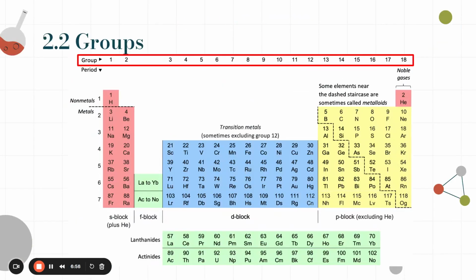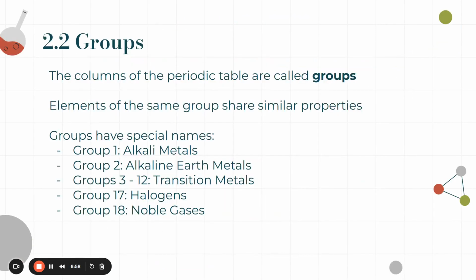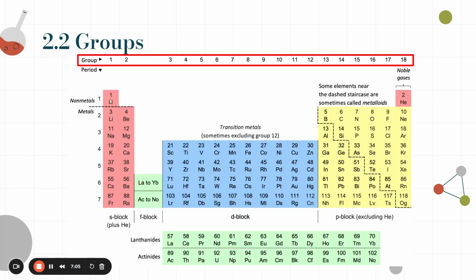2.2 Groups. The columns of the periodic table are called groups, and elements of the same group share similar properties. They also have special names. For example, group 1, the first red column, is called the alkali metals. Group 2 is called the alkaline earth metals. These blue ones, groups 3 to 12, are called the transition metals. And then to the right, group 17 is called the halogens, and group 18 is called the noble gases.